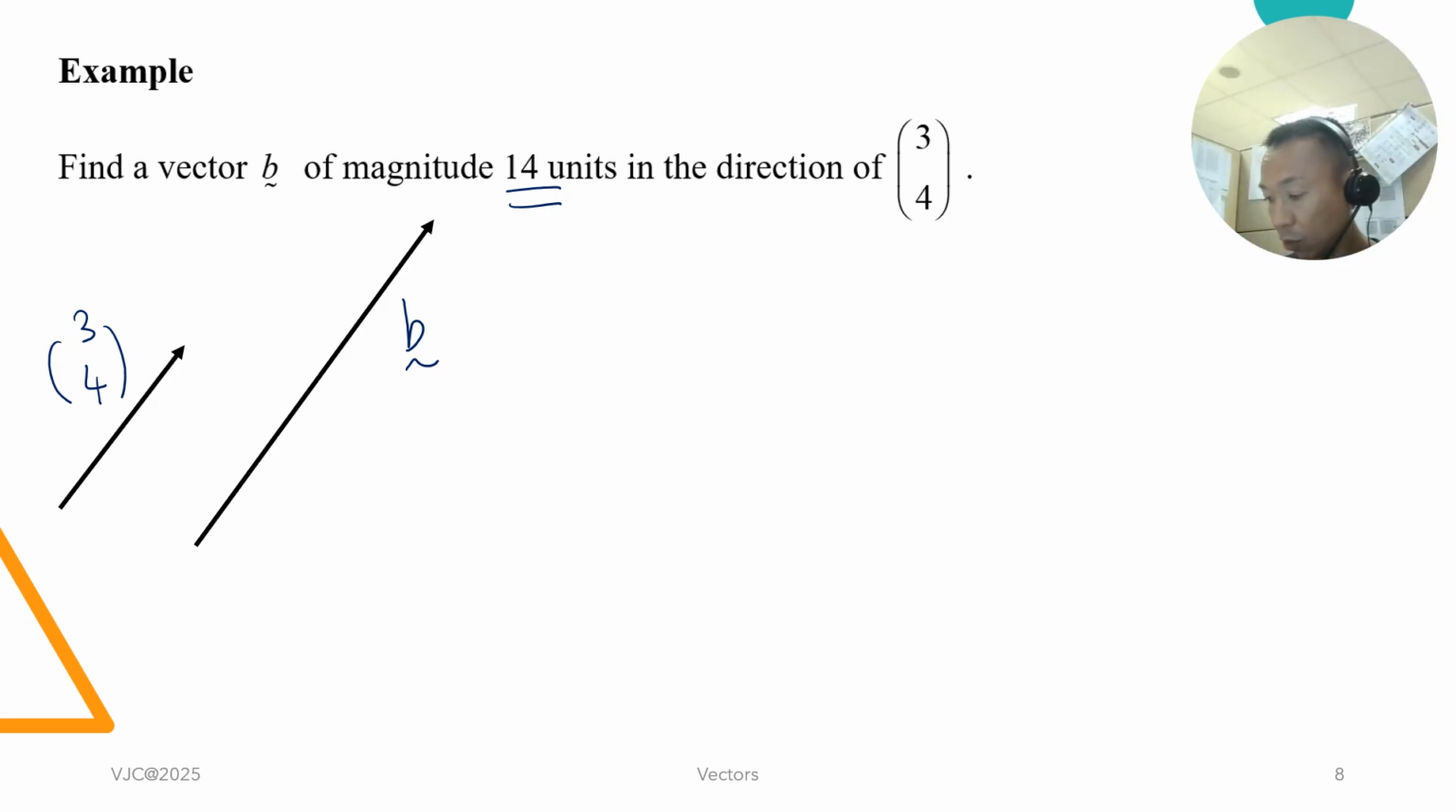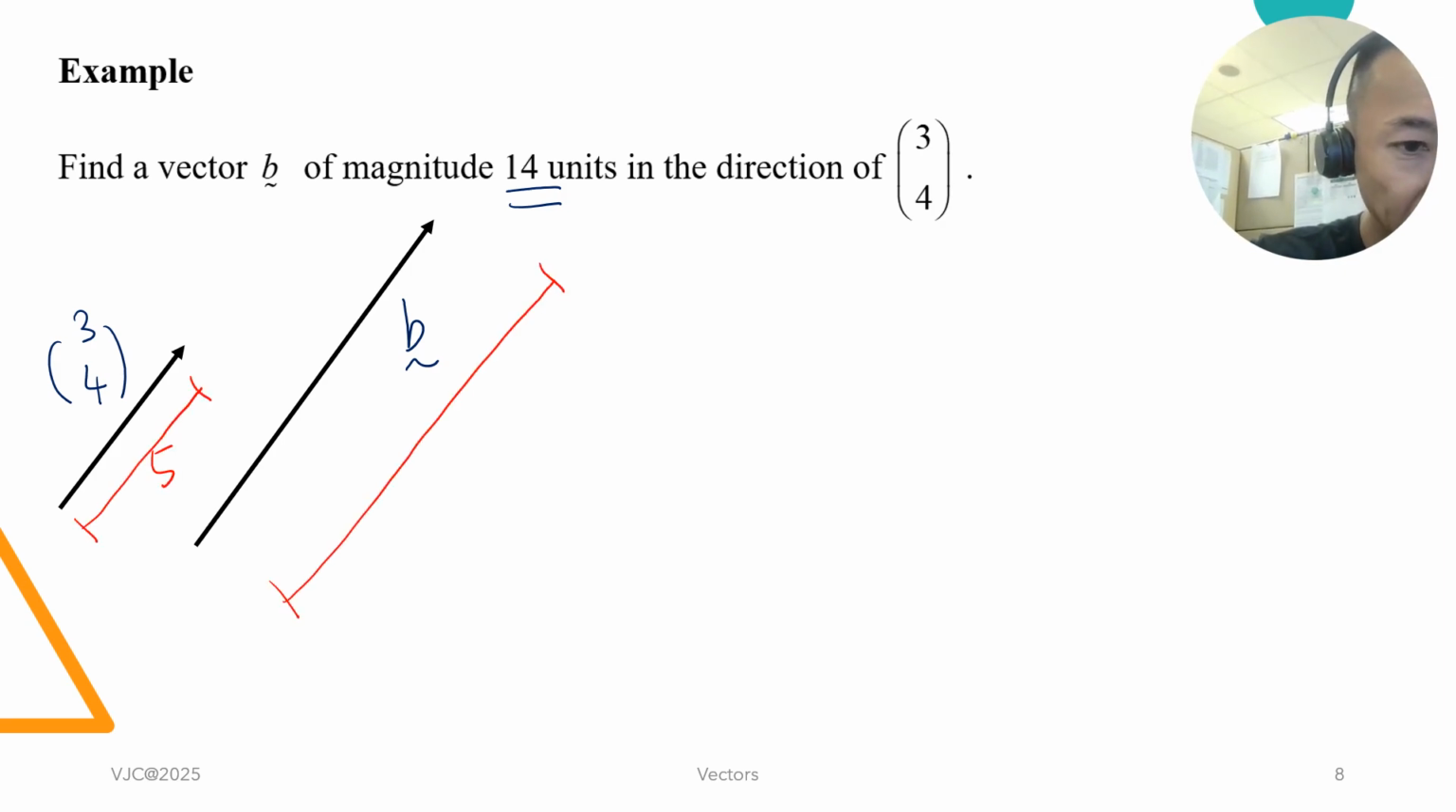Now, how do we then find it? Surely you can tell me that the magnitude of this vector here is 5, and you want this to be 14. Correct? You want this to be 14. It's because you want B to have a magnitude of 14. Now, first step to do, what do we do?